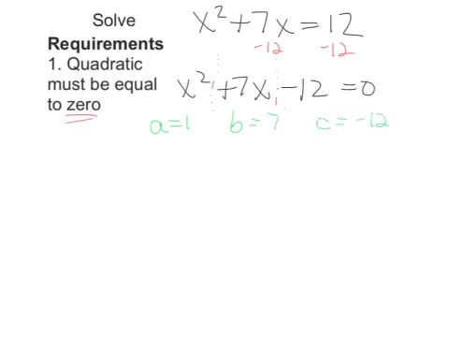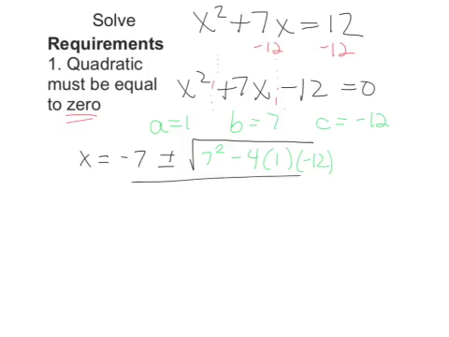So then what we're going to do here is just go ahead and fill in our quadratic formula. So the answer for x will equal the opposite of b, so the opposite of 7, plus or minus the square root of b squared minus 4 times a times c, all divided by 2 times the value of a. So when we start to simplify, we're going to simplify under that square root first. So we get 49 plus 48 when we simplify that, which is actually the square root of 97.